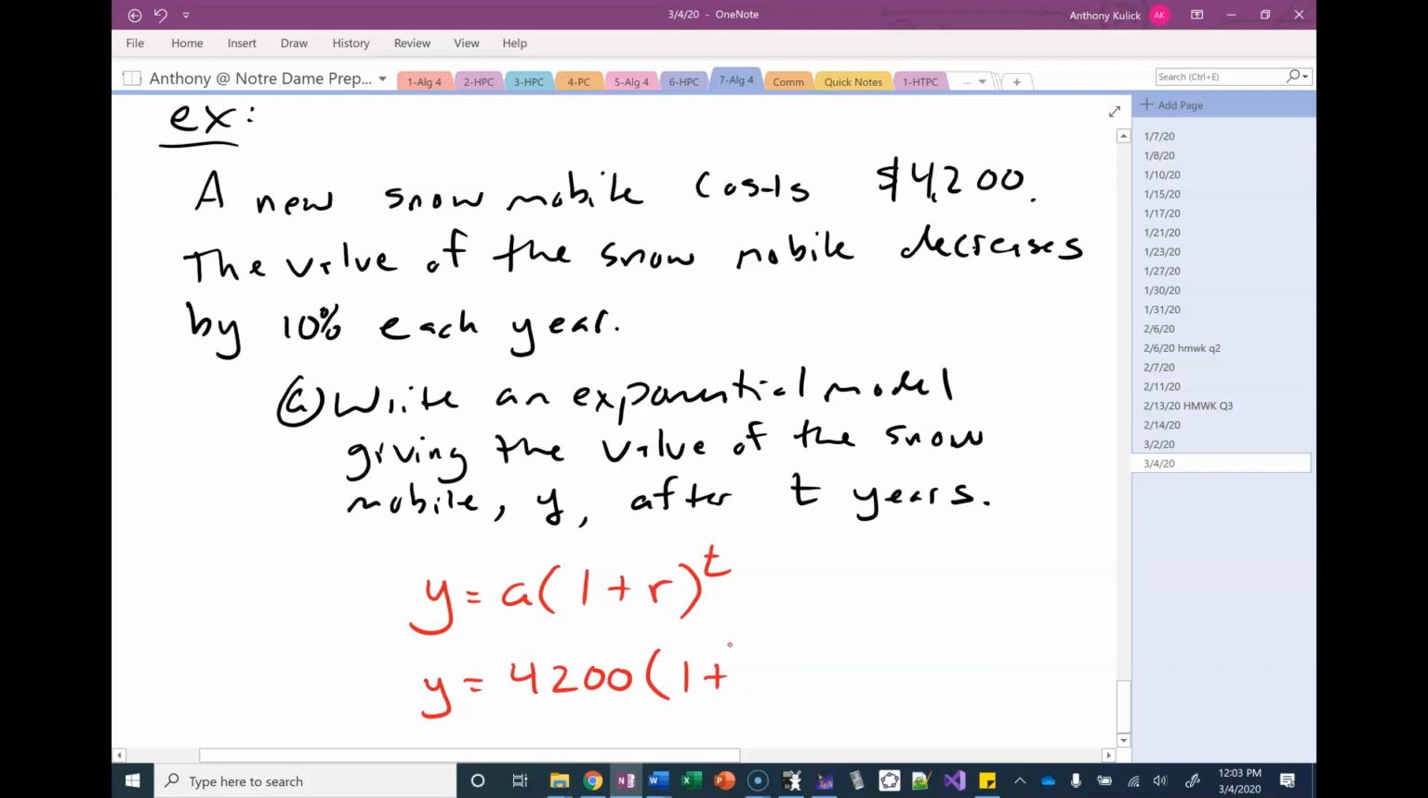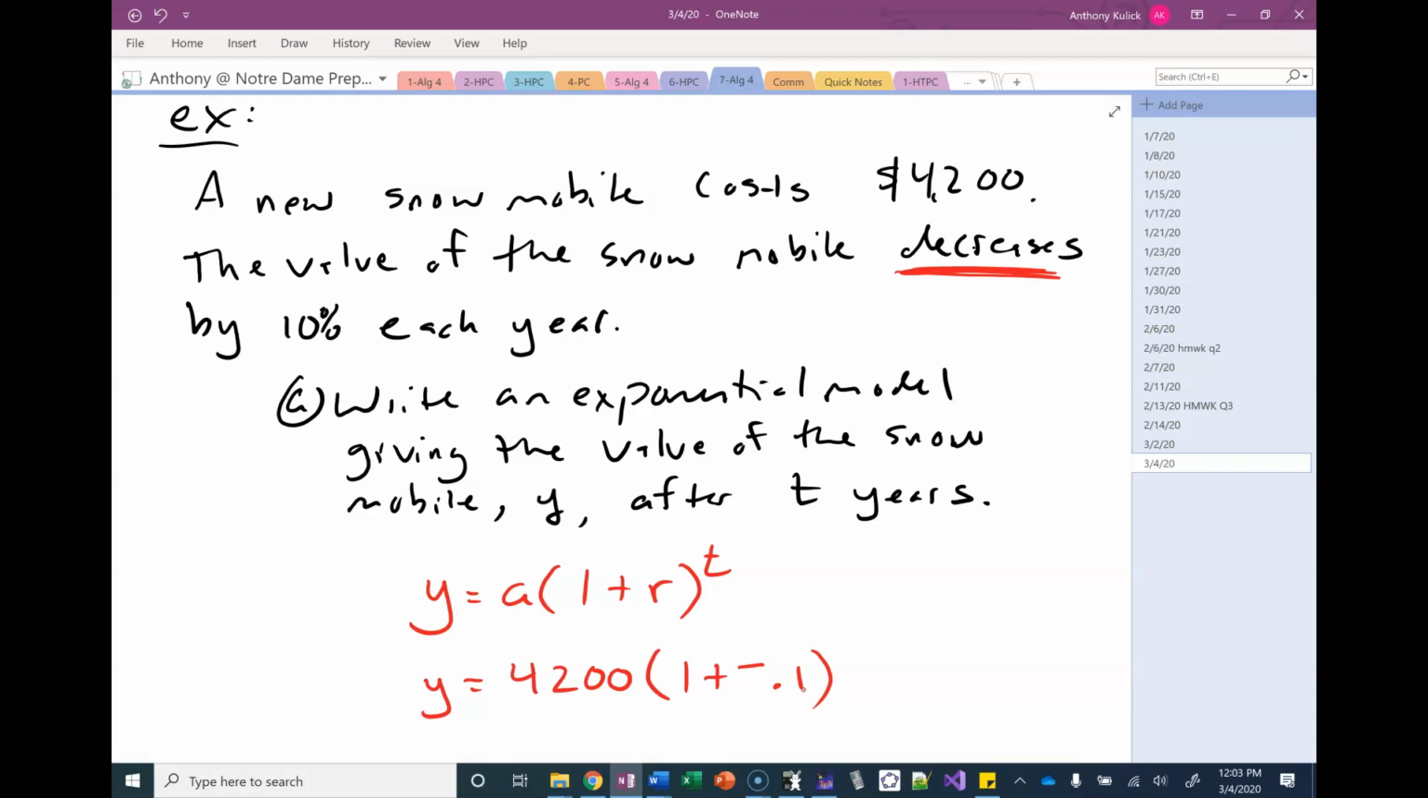And then what does r represent? The rate of change written as a decimal. What's the rate of change here? Close. Read the words here a little bit. Negative 10%. Why is it negative? Yeah, because we have decreasing. So I'm going to write this as negative 0.1. Again, 10% is 0.1 as a decimal.